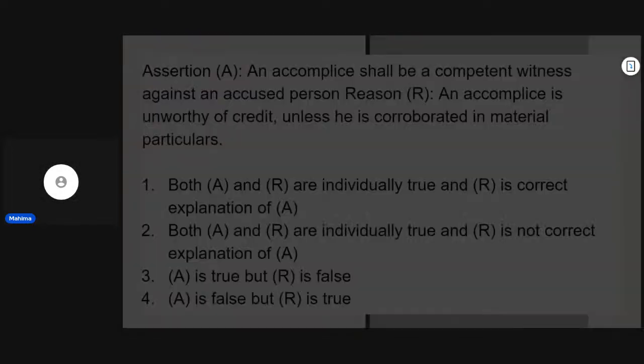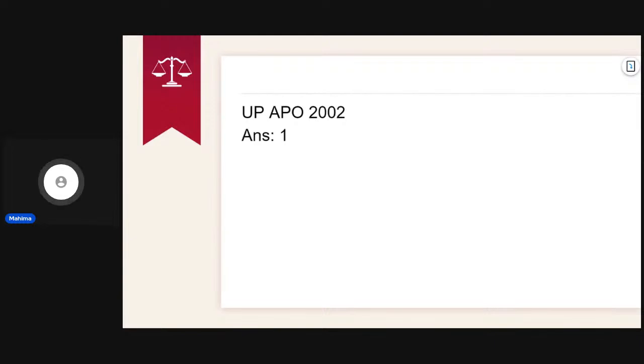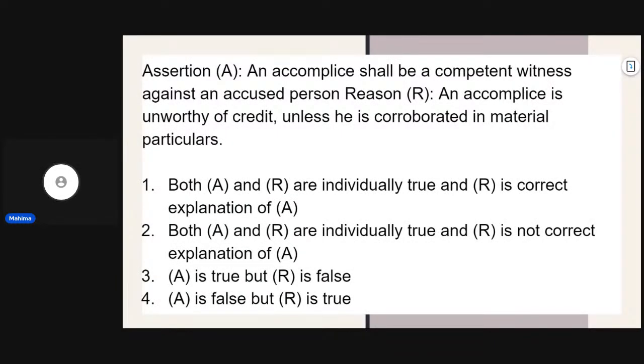Yes, it is 133. Assertion and reason. A: an accomplice shall be a competent witness against the accused person. R: an accomplice is unworthy of credit unless he is corroborated in material particulars. Both A and R are individually true, and R is the correct explanation of A. Both A and R are true, but R is not the correct explanation of A. A is true, but R is false. A is false, but R is true. It is 1. R is the correct explanation of A, guys.